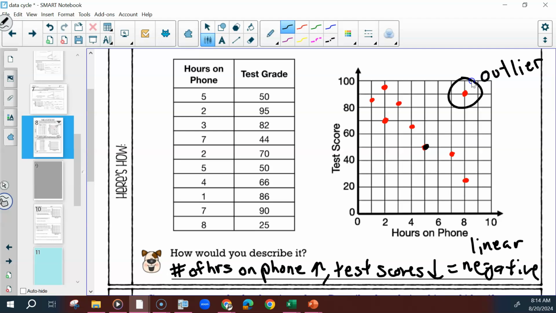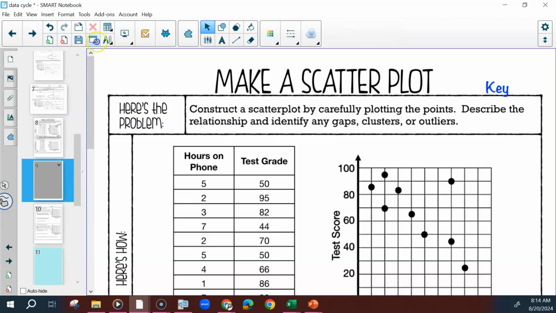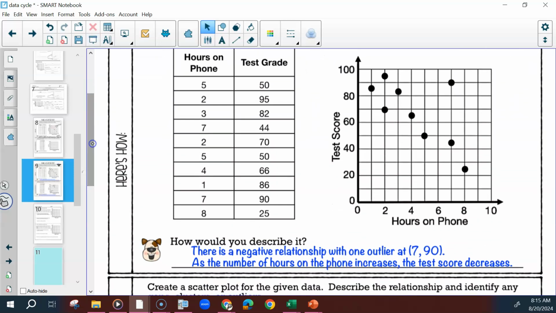I don't remember exactly the descriptions I had on here, so I'm just going to show that really quickly. So there's a negative relationship, we said that, with one outlier. I didn't say the exact points, but we did find that point at 790. As the number of hours on the phone increases, so I did say it went up, the test score decreases, and I said it went down. So other words to use, but that's exactly how we would describe it. Talk about the relationship. Is it negative? Is it positive? Is there no real relationship? This one didn't say that it was linear, which is fine. It talked about that outlier, and it talked about the actual characteristics and variables and how they related to each other. We're going to do just a few more.